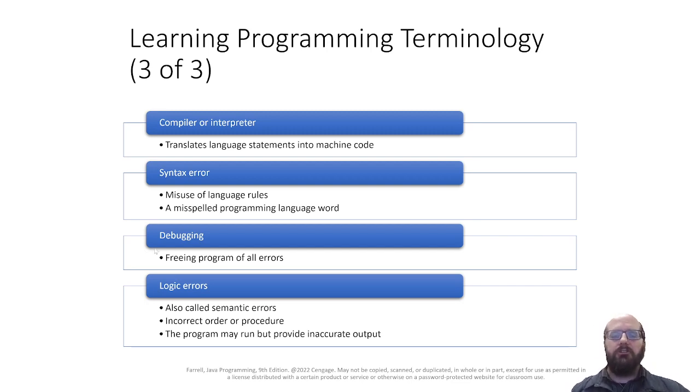Logic errors are also called semantic errors, and that's like an incorrect order of procedure. Maybe you ran an array out of bounds, something like that. The program's probably going to run, but provide inaccurate output. Technically, an out-of-bounds error is a runtime error, so it's a whole different class of error, but it really is a logical problem. But either way, logical errors can often not break your code, but still produce inaccurate output, and that's why we need to fix them as well.